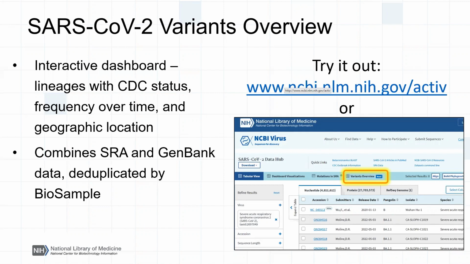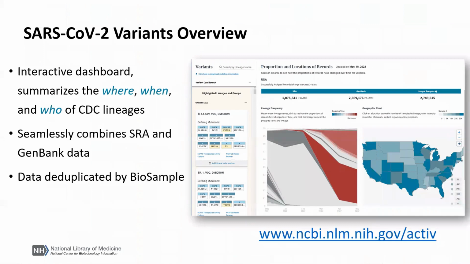And if you're interested in trying this out, you can go to the URL that's shown there, or you can search NCBI Virus in most web browsers. When that page comes up, you can click the button highlighted by yellow, the variants overview button.